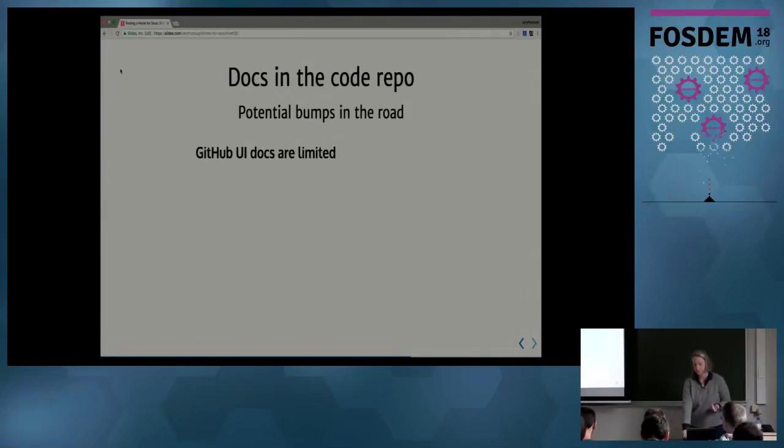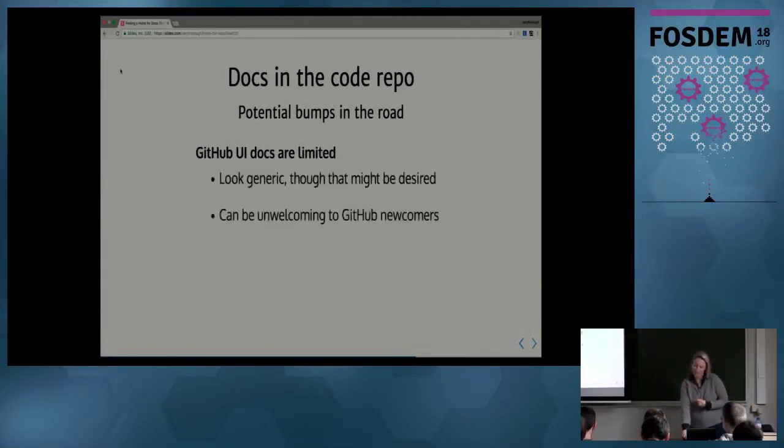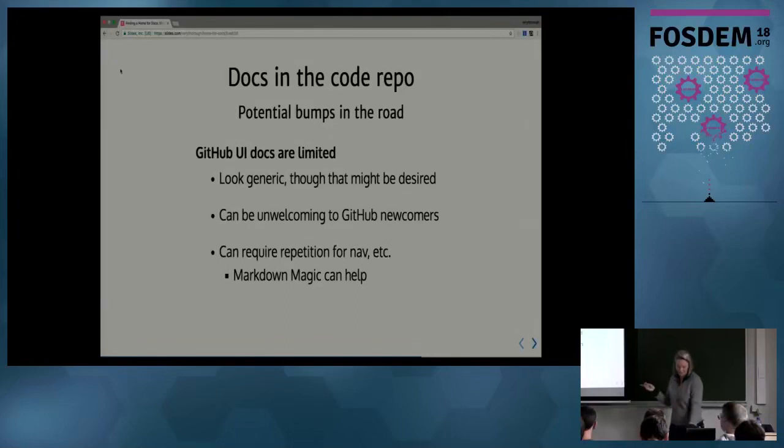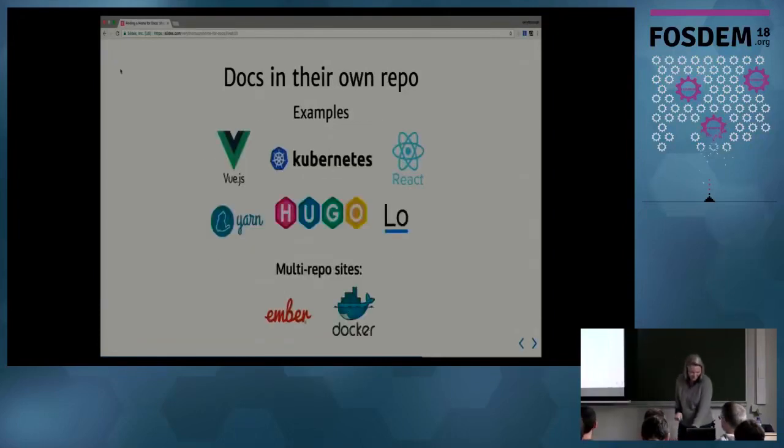Another thing to think about if you're using the GitHub UI with the docs in the code repo is they kind of look generic. They can be unwelcoming to GitHub newcomers. And they can require a lot of repetition. Markdown Magic can help with that. I'm running out of time, so I'm rushing.